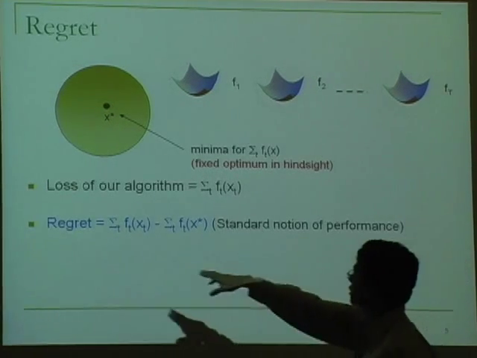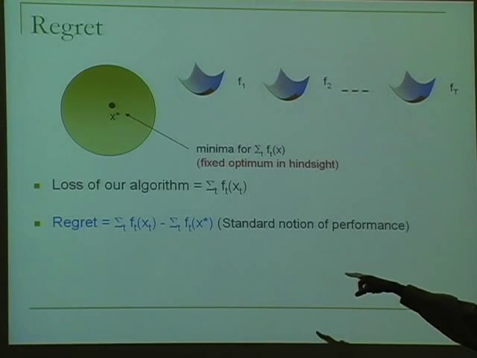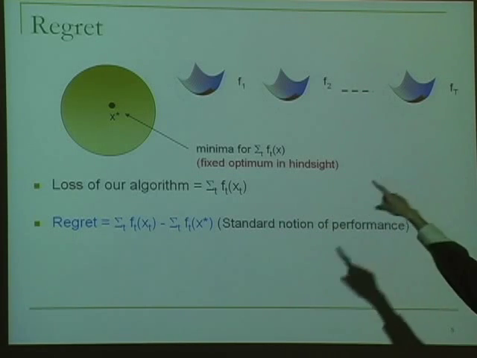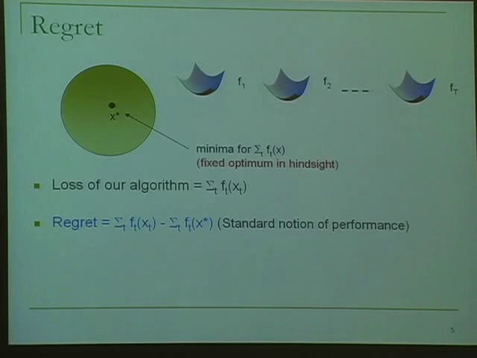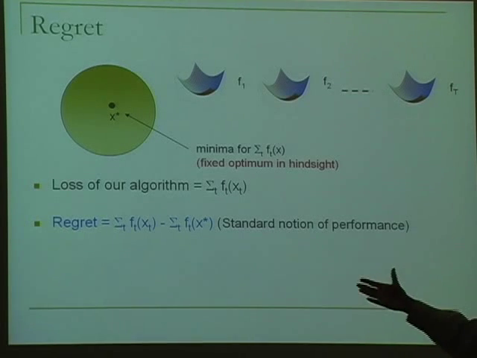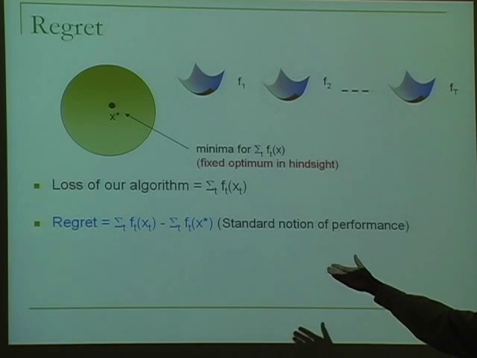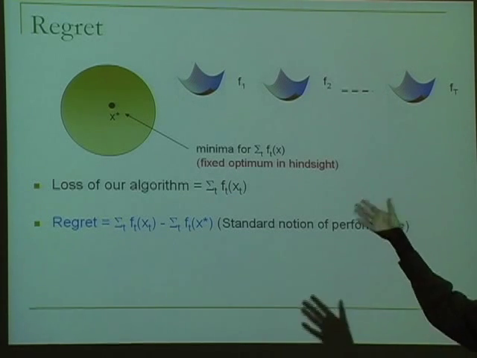Regret is the difference between the summation of f_t(x_t) and the summation of f_t(x star). So simply this point evaluated on all those functions summed up. Note that x star is the minima for this. So this is a very standard notion of performance. Basically, it says that we perform as well as the fixed point, any fixed point, in hindsight, if we can minimize this quantity.